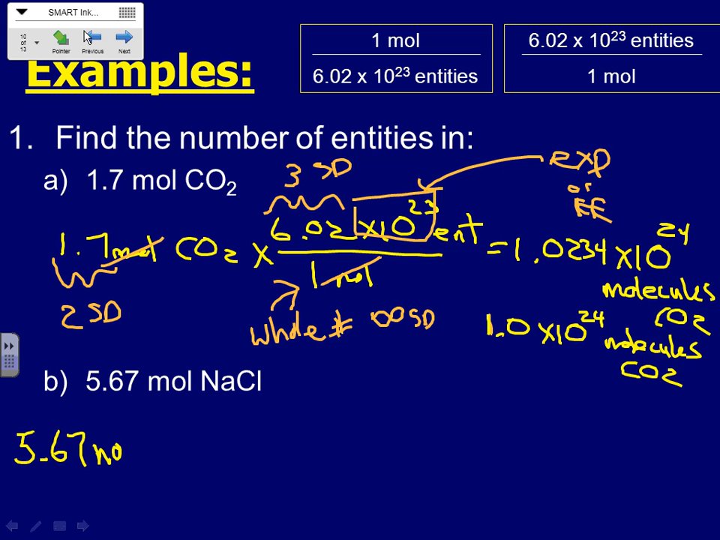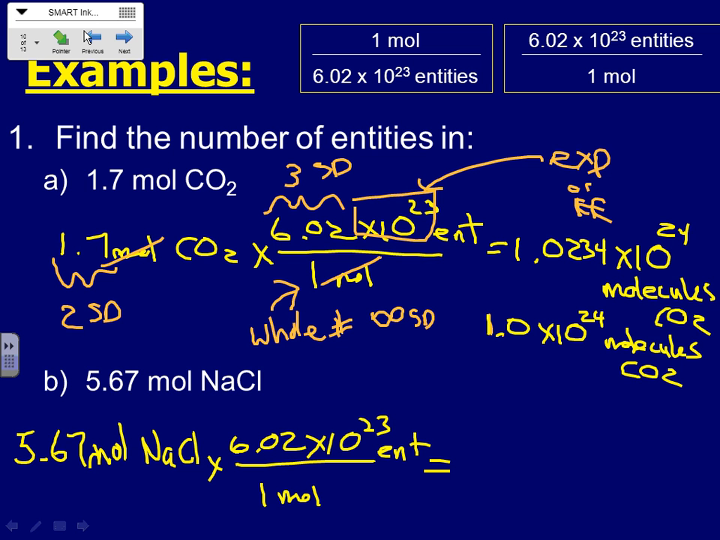Okay, 5.67 moles of NaCl. You'll notice it's the exact same problem. I'm hoping maybe as I was babbling on, you were doing that problem already. That's awesome if you did. Again, I want to get rid of moles, 6.02 times 10 to the 23 entities. And again, you're running the calculator, 5.67 times anything that's on the top, you press the multiply button for. Anything that's on the bottom, you press the divide button for. Dividing by 1 doesn't make any sense. 6.02 EXP 23, entering the number. All right, what do you got there?